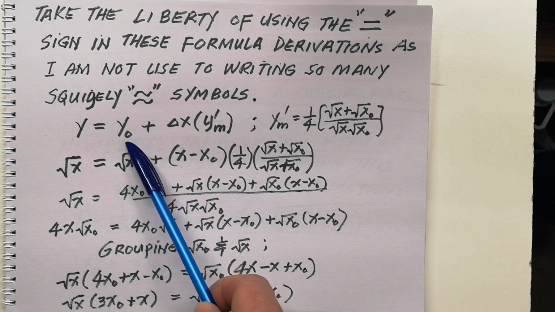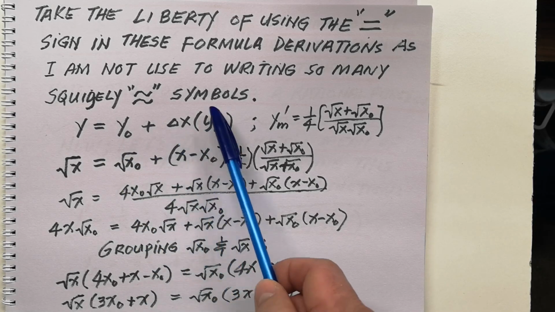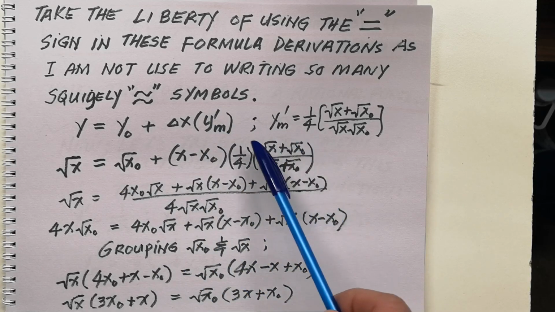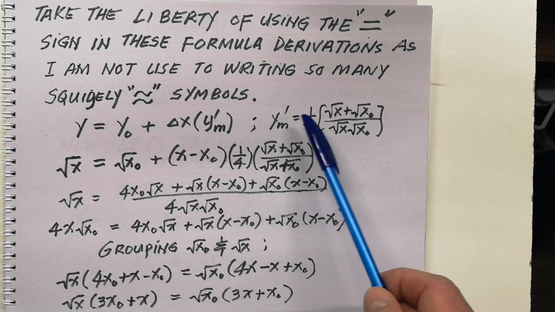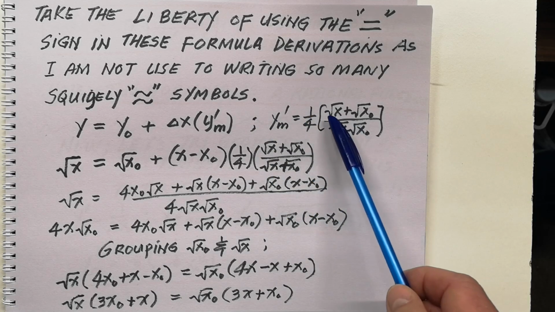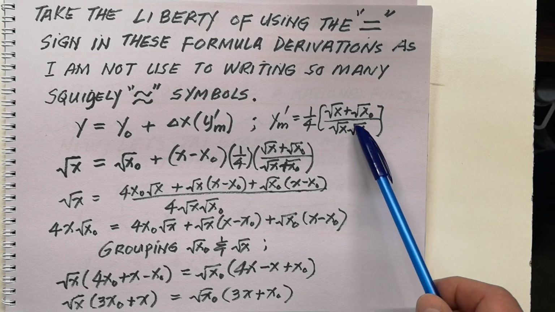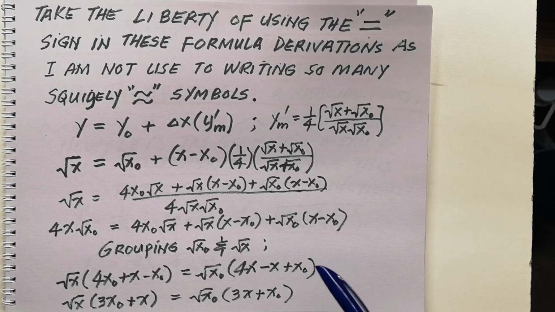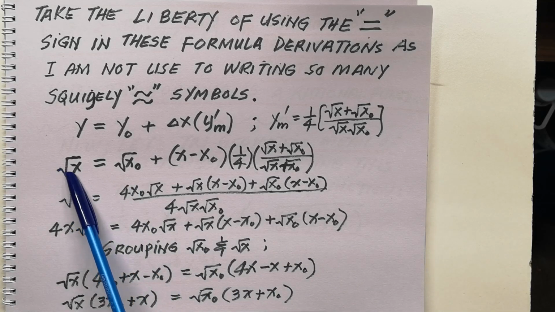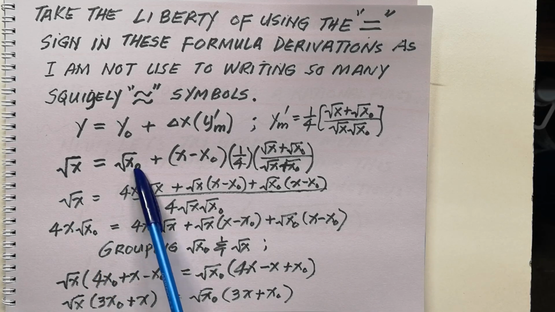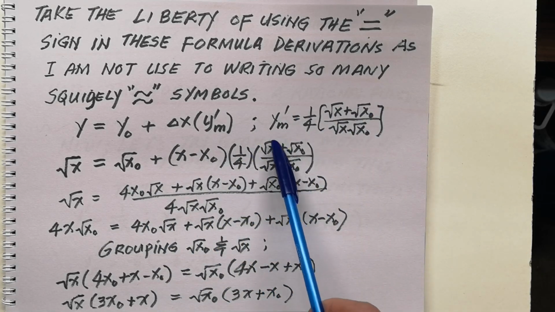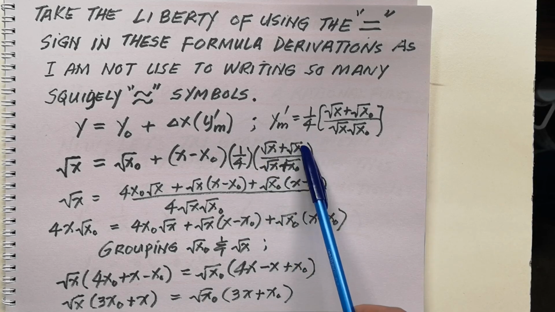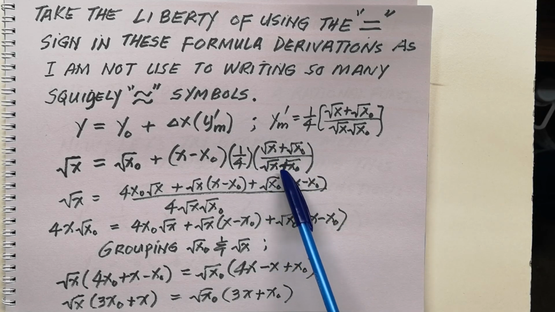y equals y sub 0 plus delta x times y prime m. Therefore, y prime m, as we found before, is equal to 1/4 times (square root of x plus square root of xo) divided by (square root of x times square root of xo). Substituting square root of x equal to square root of xo plus delta x multiplied by this one, 1/4 of this (square root of x plus square root of xo) divided by (square root of x times square root of xo).